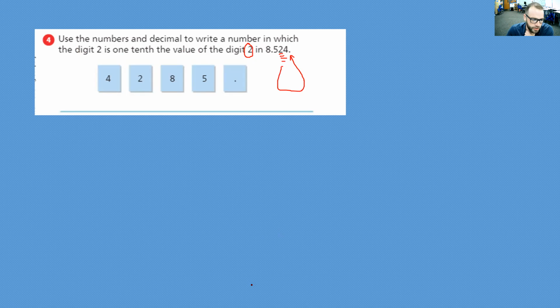Okay? So you want to choose the one that's 2,000ths, or not choose it, but make a number that has 2 in the thousandths place. Here's my example. There's a 2 in the thousandths place.